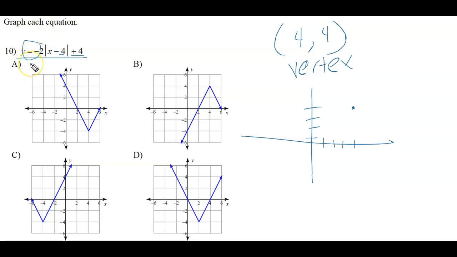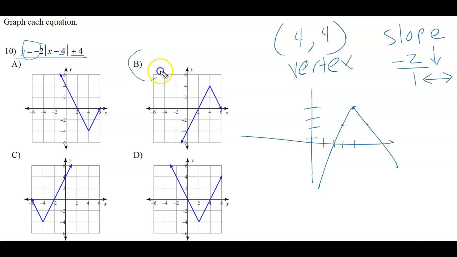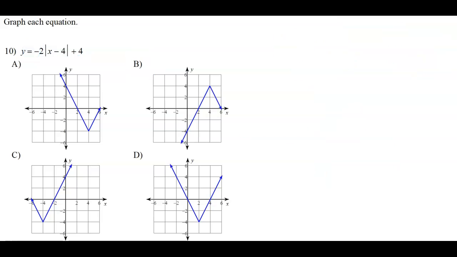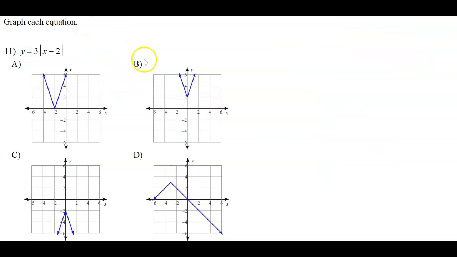Now my slope is negative 2. So let's think of that as negative 2 over 1. That means I'm going to go down 2, and I'm going to go to the left one, and I'm also going to go to the right one and put a dot at each side of that. So if I went down 2 and left 1 from the vertex, that would put me there. And then starting from the vertex again, if I go down 2 and right 1, that would put me there. And there's my V shape. Okay, so we have to find the shape that matches that, and as you guys can see, that's option B. So that's graphing absolute value functions.